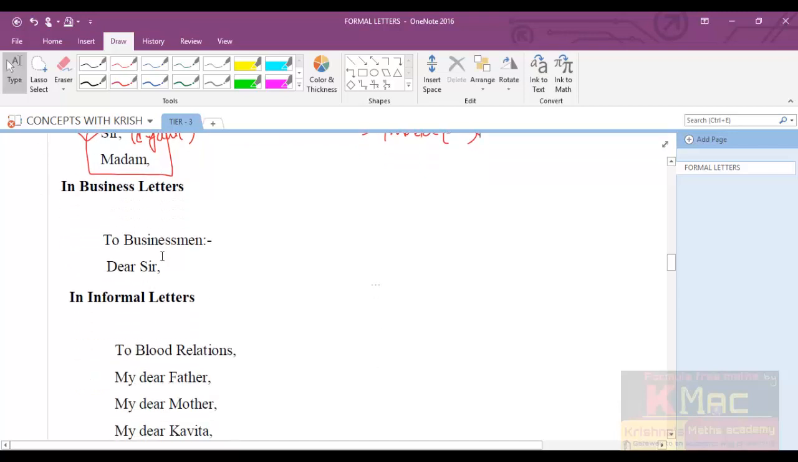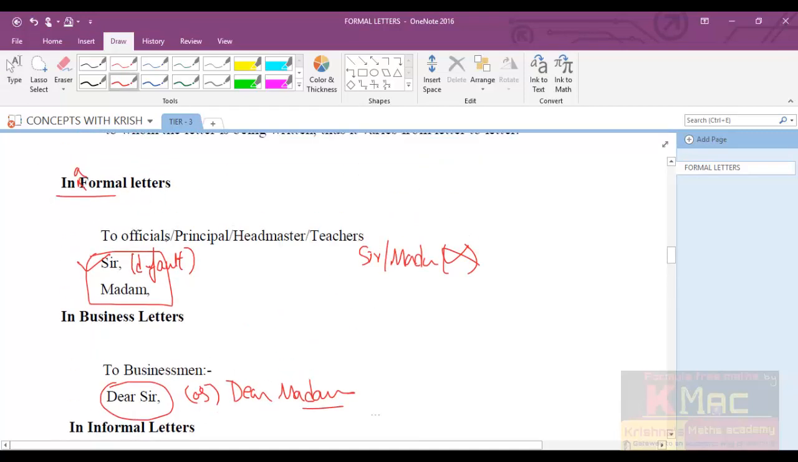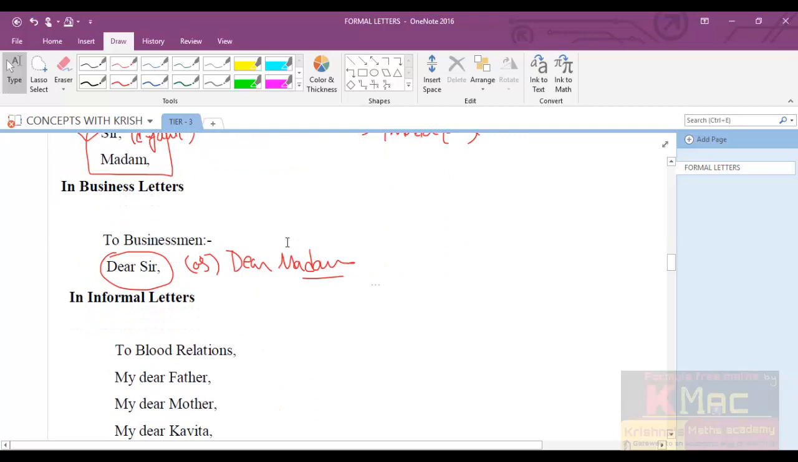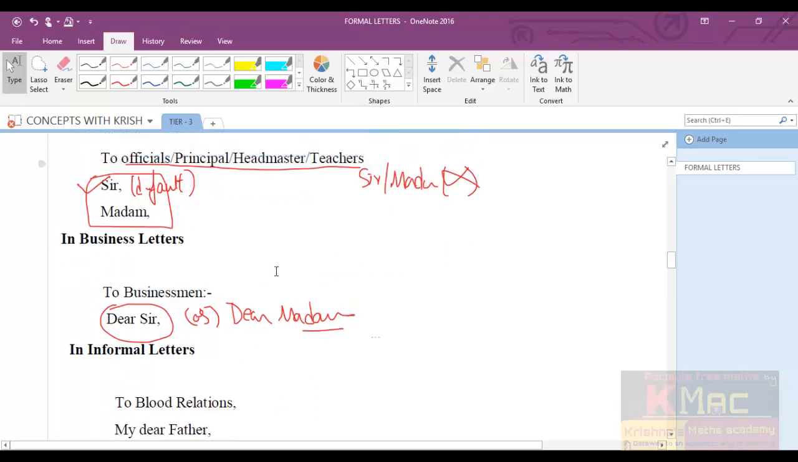In business letter, you will just write dear sir or dear madam. So the difference between these officials like principal, headmaster, teacher, you don't put dear. But for a businessman, you normally try to be very nice to him. So always write dear sir.